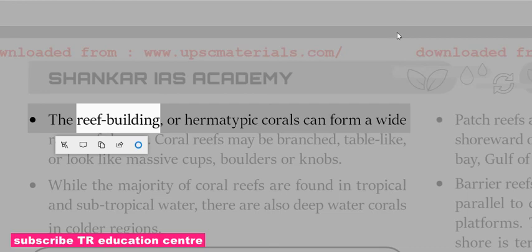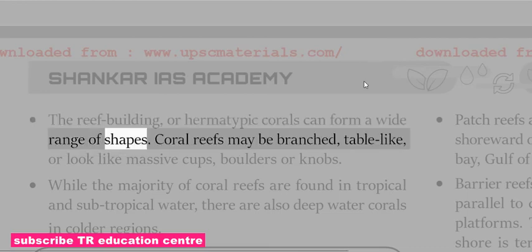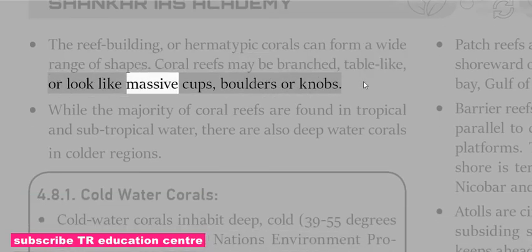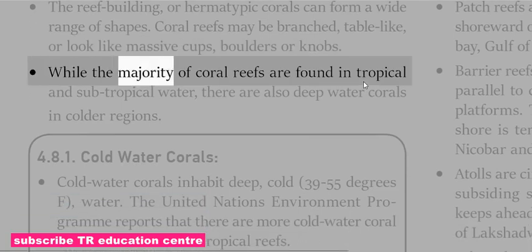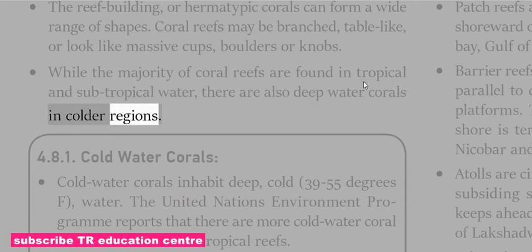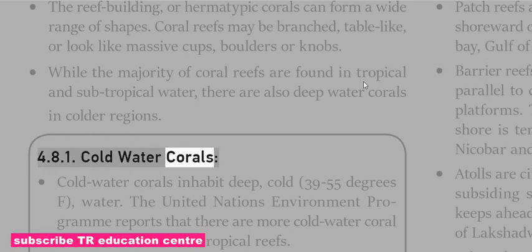The reef-building, or hermatypic, corals can form a wide range of shapes. Coral reefs may be branched, table-like, or look like massive cups, boulders or knobs. While the majority of coral reefs are found in tropical and subtropical water, there are also deep water corals in colder regions. Cold water corals.